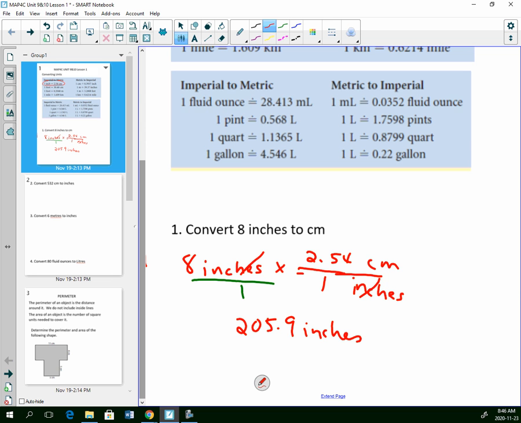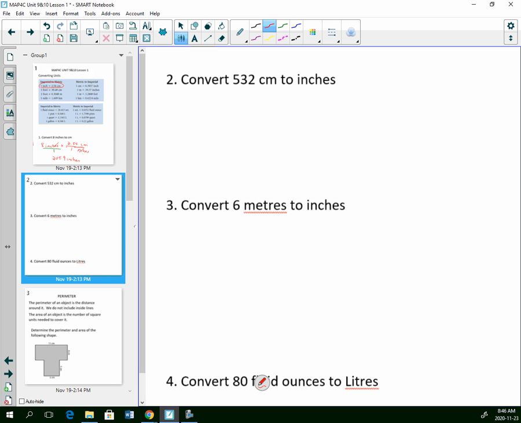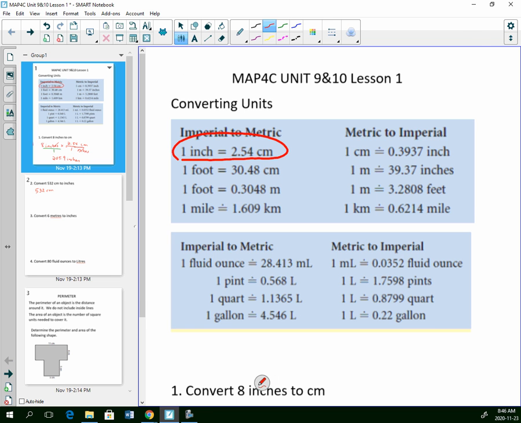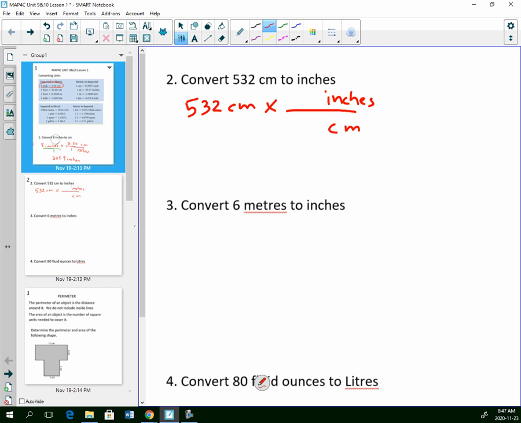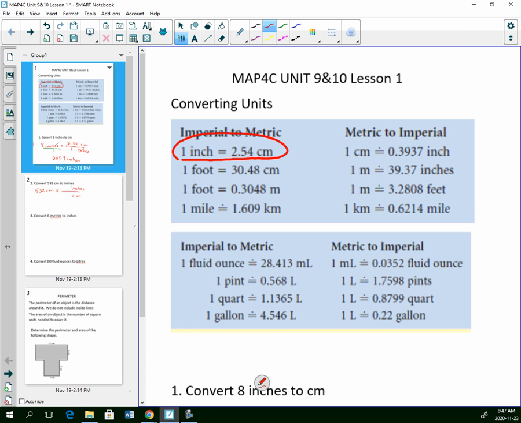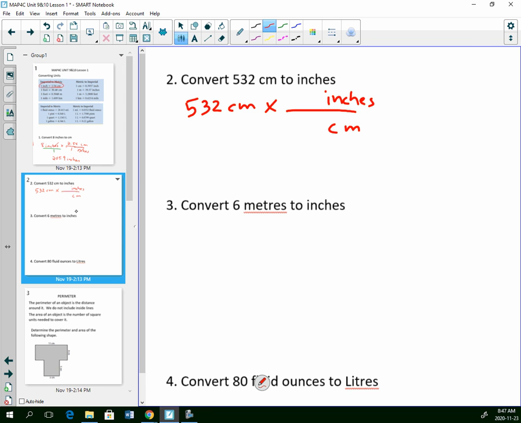All right. Let's say we're going 532 centimeters to inches. So we'll start with 532 centimeters. Okay, I want to get rid of centimeters, so put centimeters on the bottom and inches on the top, because I want those centimeters to cancel out. Then I go back to my table, and I know that 1 inch equals 2.54 centimeters. So I'll put in that conversion.